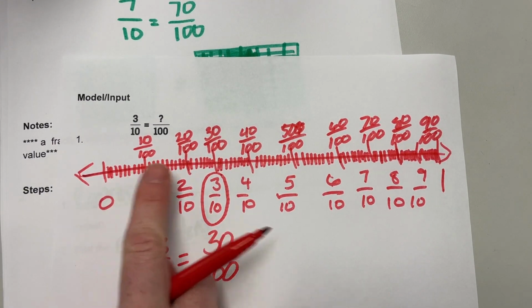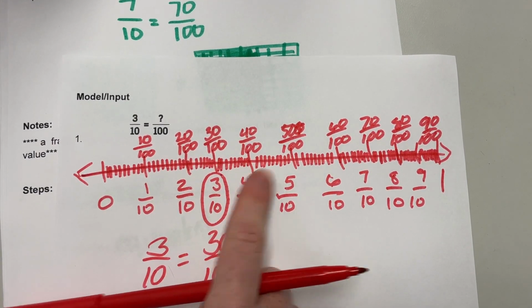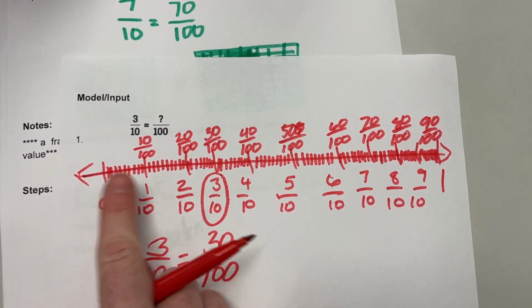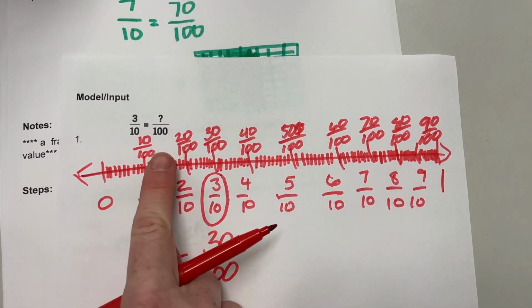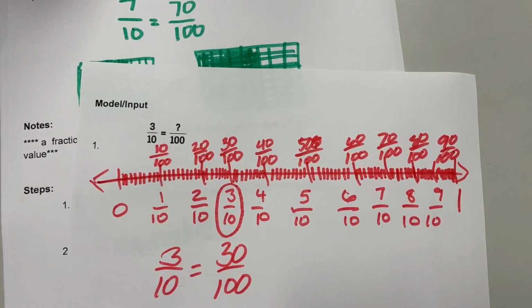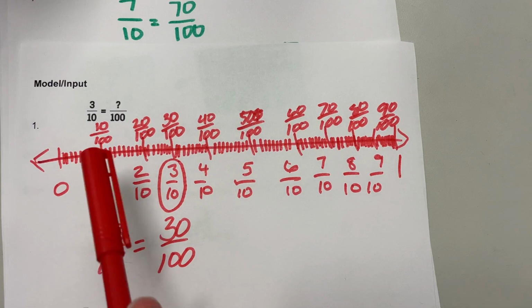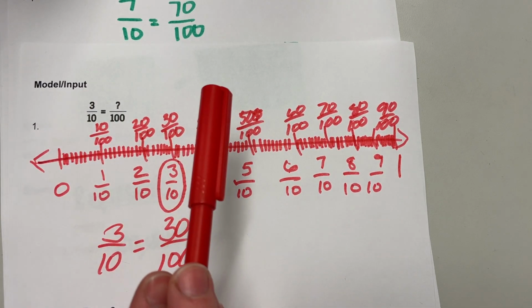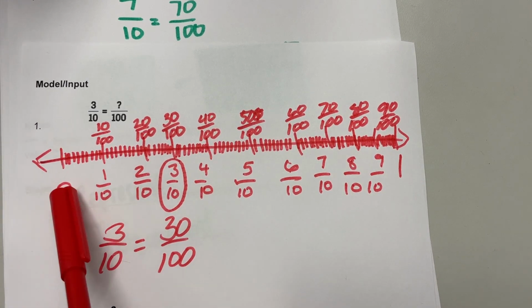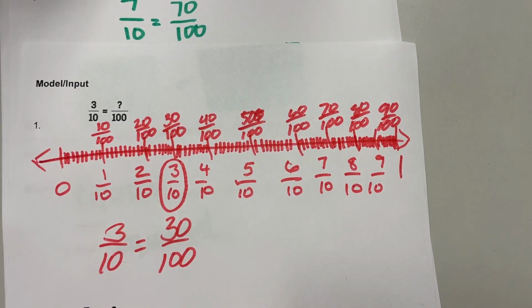I need to put 10 in between each fraction from the first one, because 10, 20, 30, 40, 50, 60, 70, 80, 90, 100 gets me to 100. So if you're given a problem with 10 to 100, you can break up your number line into tenths, and then in between each 10, break it up 10 more times.